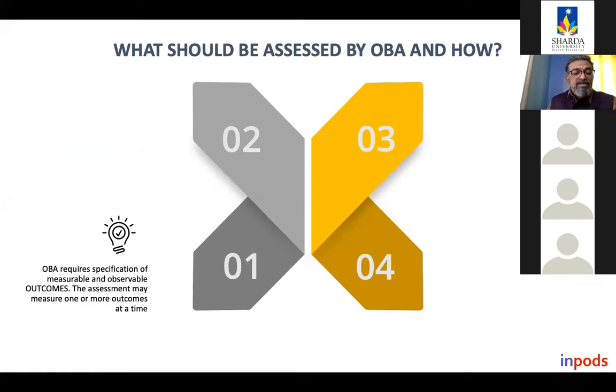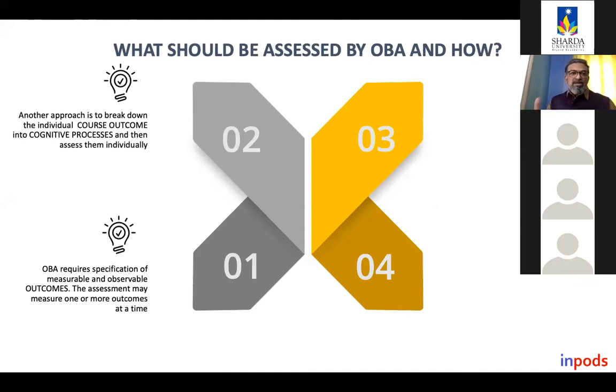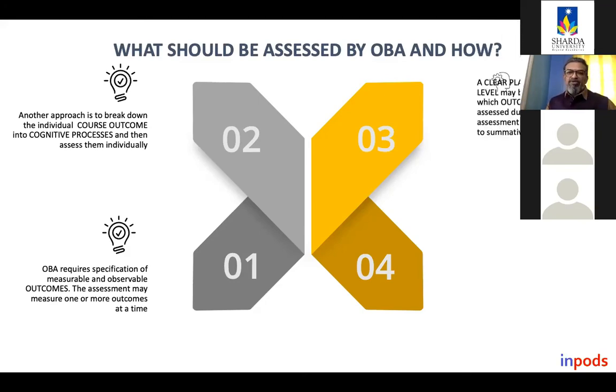The assessments may measure one or more outcomes at a time, because if it is an essay type, broad level descriptive question, obviously it is going to address multiple outcomes at a time, and you may have to have a rubric in place to assess the outcomes at that time. Another approach is to break down the individual course outcomes into cognitive processes and then assess them individually. This is also one of the ideas that we are going to go deeper into in the next 15 to 20 minutes.